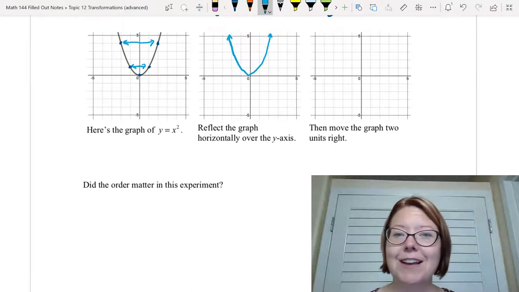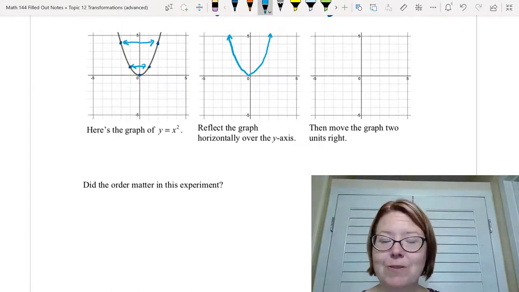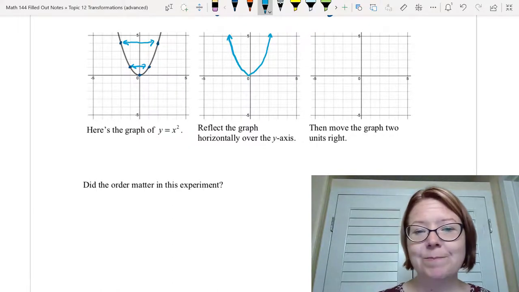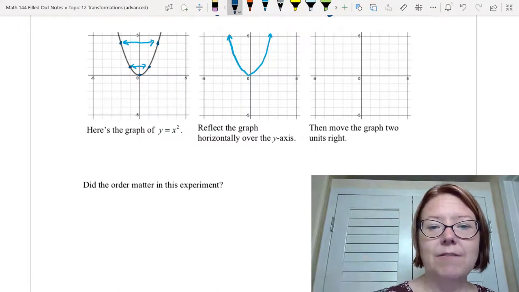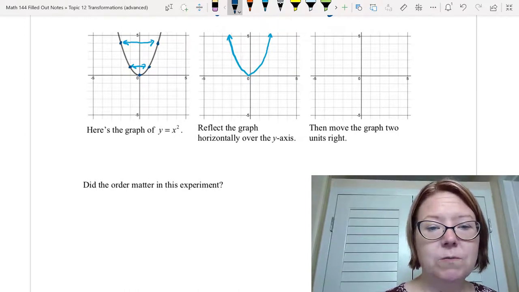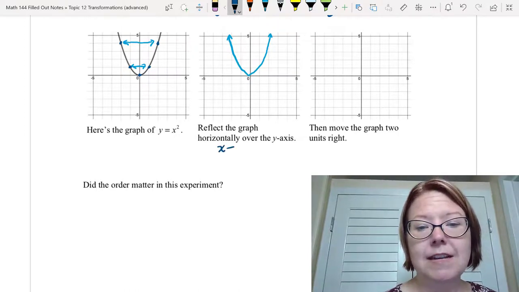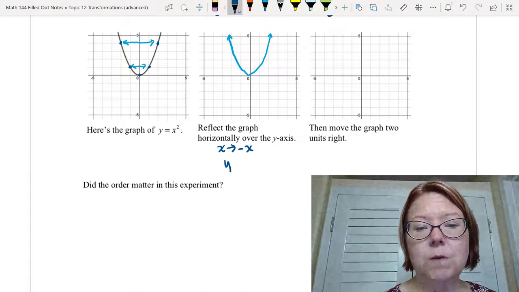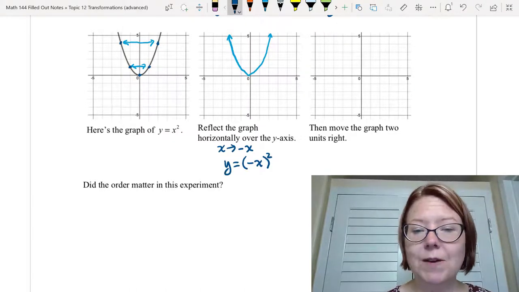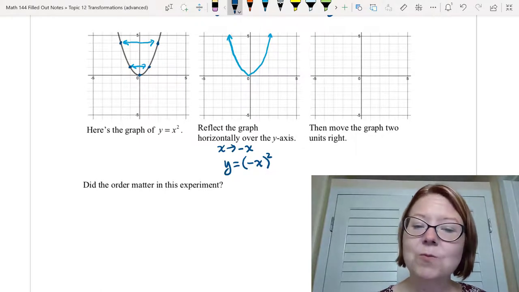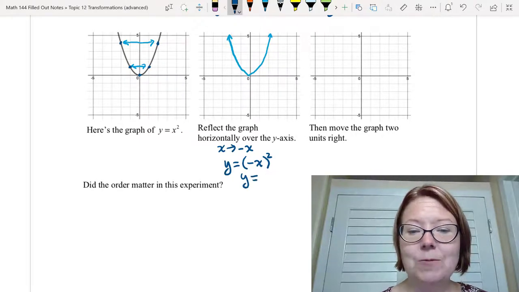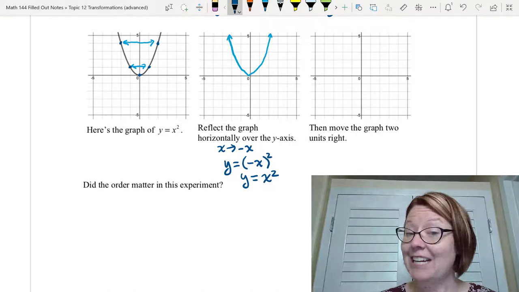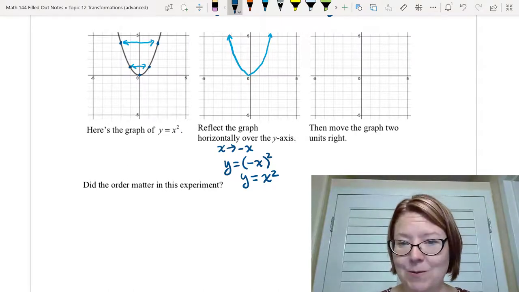You may have heard this kind of graph called an even function before. This is a property of an even function that it reflects perfectly over the y-axis. So if we do that replacement, we're replacing x with negative x. And so this would be y equals (negative x) squared. But that's really just y equals x squared because negative x times negative x is positive x squared.